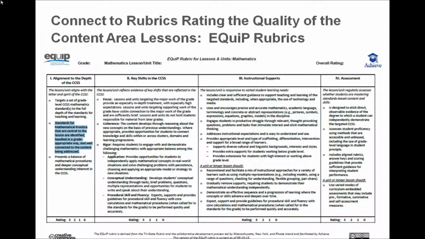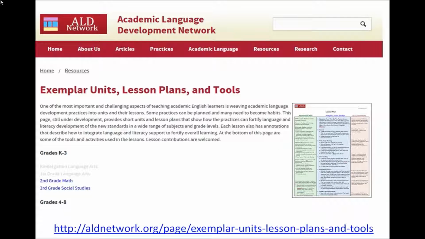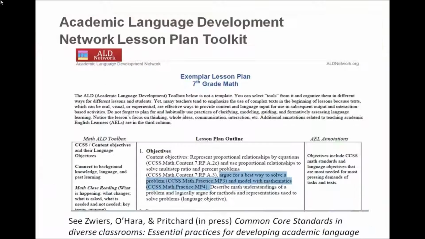Another place where you're thinking about how you might amplify these language demands, I love this. This is from the Academic Language Development Network. They have exemplar units, lesson plans, and tools. But one of the things I like is that if you look in their toolkits, they don't have templates, they have toolkits, and so they give you a variety of different options. So as you're thinking about how you want to refine and enhance your lessons, here are some great ideas that you might want to pull from. I also like that they're referencing the standards for practice as they're thinking about this. They're in the process right now of filling out these toolkits, and we'll come back to the toolkits in the next section.